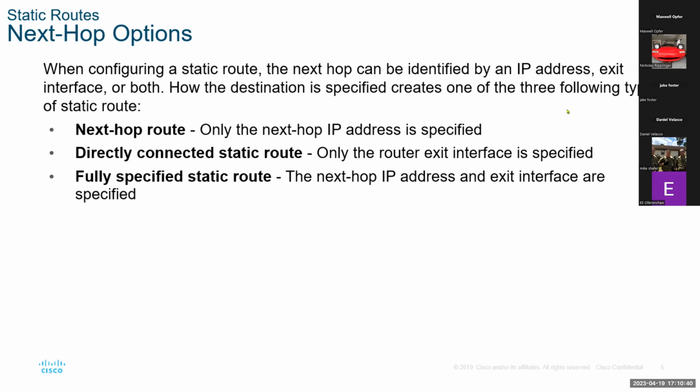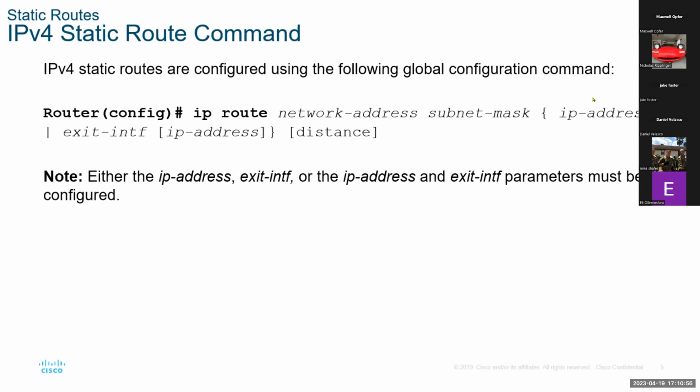There's the next hop route, where only the next hop IP address is specified. There's the directly connected static route, where only the router exit interface is specified. Or there's the fully specified static route, and that has both of them on there.